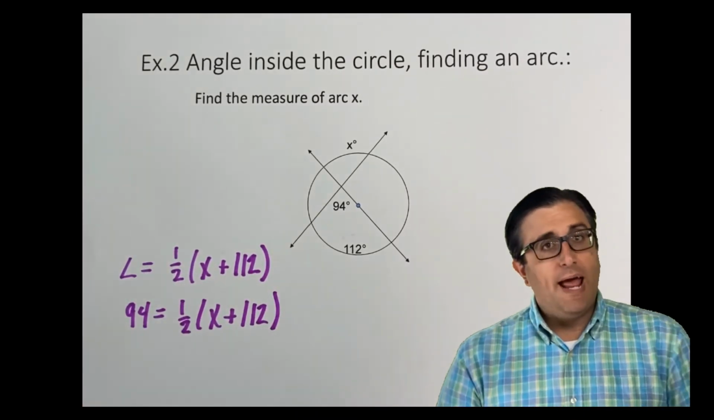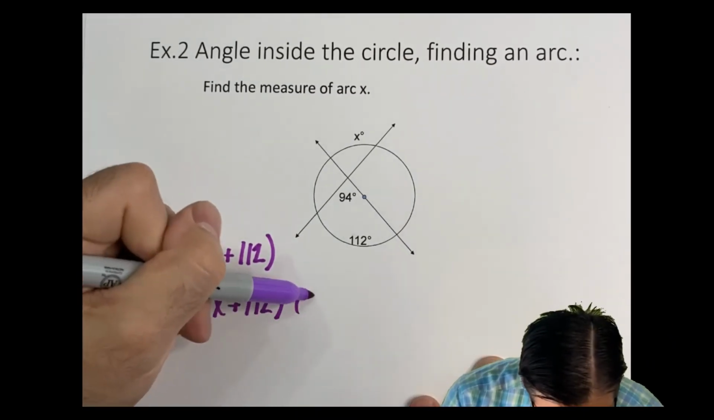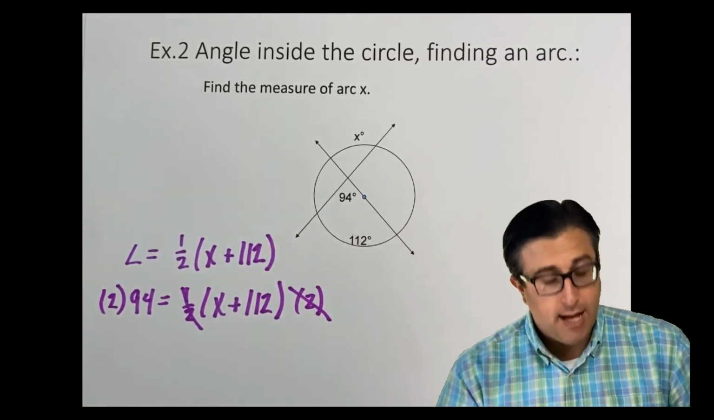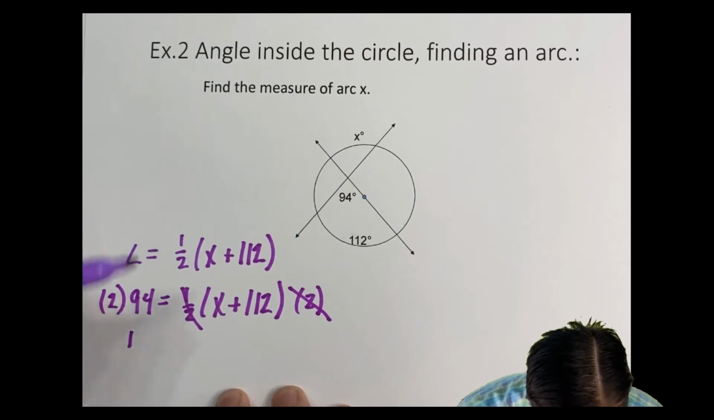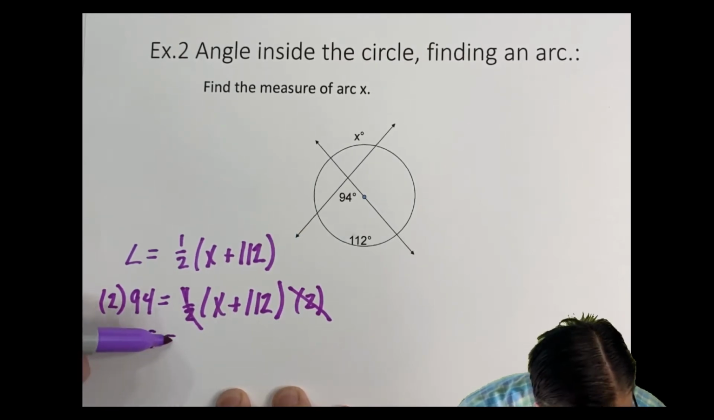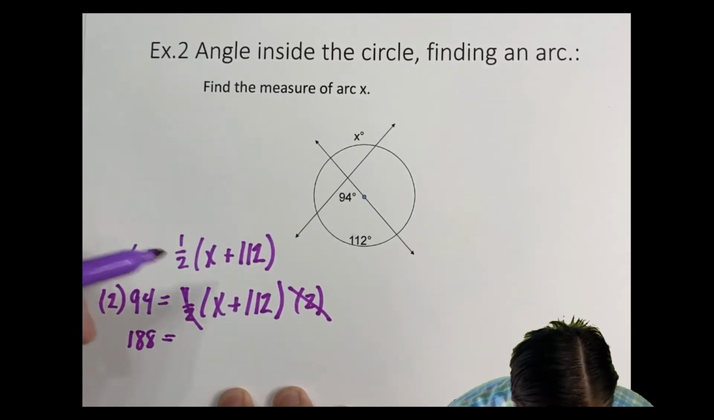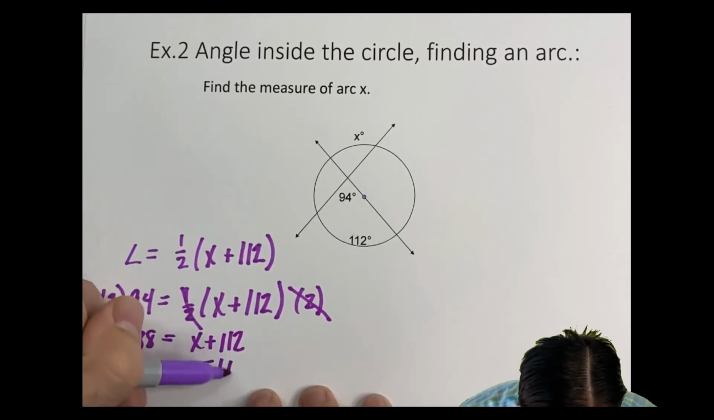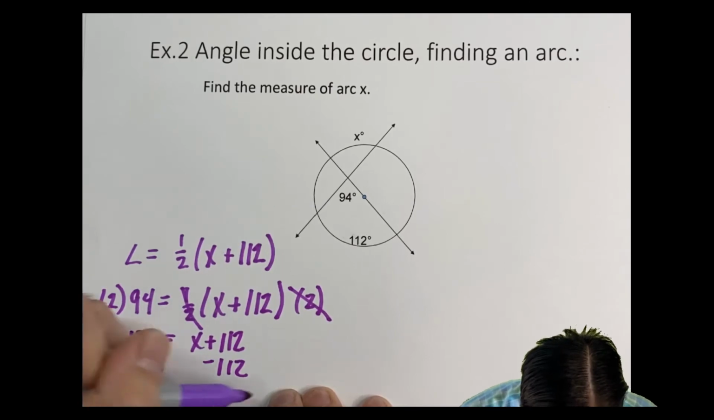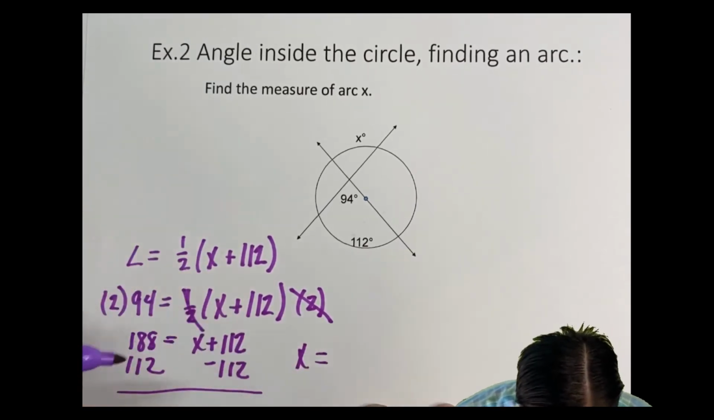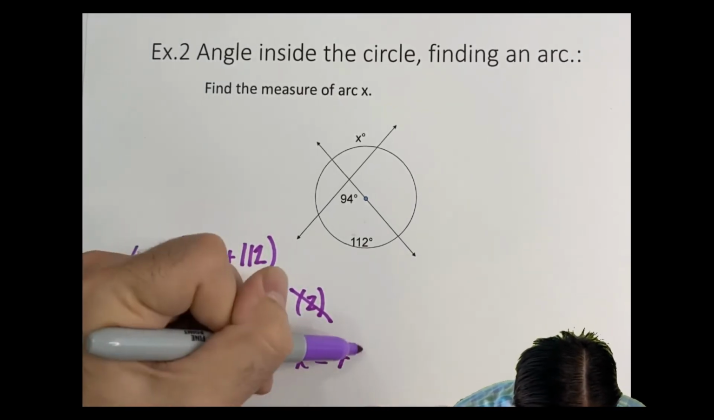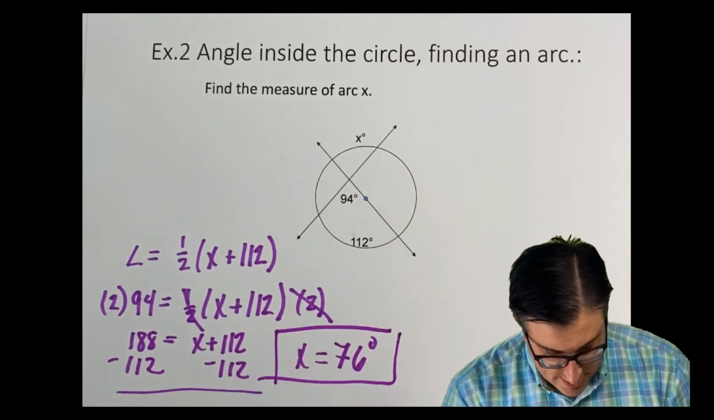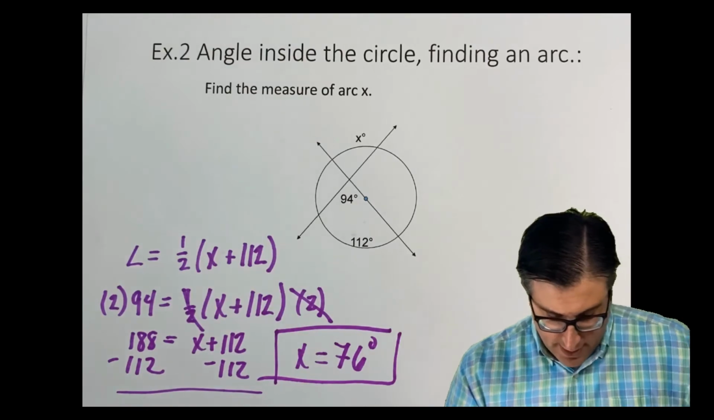In order to get rid of that 1/2, I'm going to multiply both sides by 2. Multiply this side by 2. 94 times 2 is 188 equals X plus 112. Subtract 112 from both sides. We get X to equal 76 degrees. So the arc is 76 degrees in that picture.